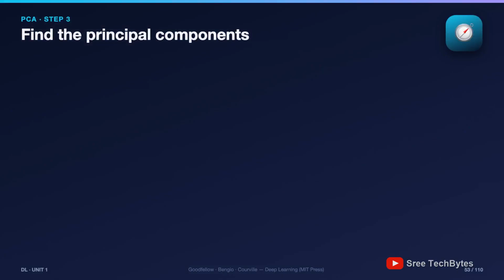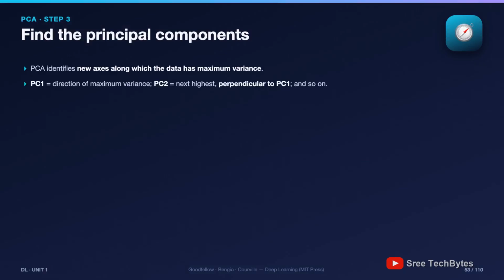Step 3, the heart of the algorithm. And here comes the punchline of the whole chapter. We take the covariance matrix and solve Ax equals lambda x, the same eigen equation from a few slides ago. The eigenvectors of the covariance matrix are the principal components, the new axes. And the eigenvalues tell us how much variance, how much information each axis captures.